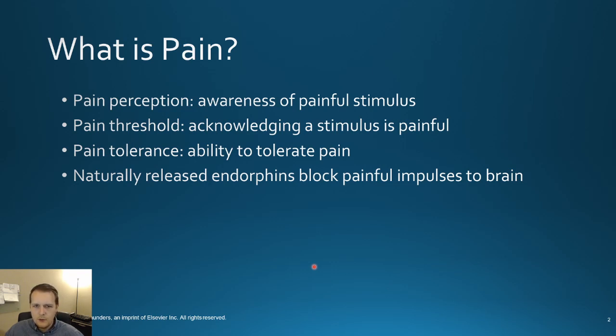There's what we call pain threshold, which is being able to acknowledge whether a stimulus is painful or not. Again, some people have different thresholds for pain. And then certainly pain tolerance is another issue, where the ability to tolerate pain is very different from patient to patient. Some people have very good pain tolerances. Some patients have very poor pain tolerances depending on the situation. Now, naturally, our body will release things like endorphins, and that will block painful signals both in the spinal cord and in the brain to try to mitigate some of those painful stimuli. And so by blocking that, you basically block the perception and hopefully increase the tolerance to the pain that is occurring.